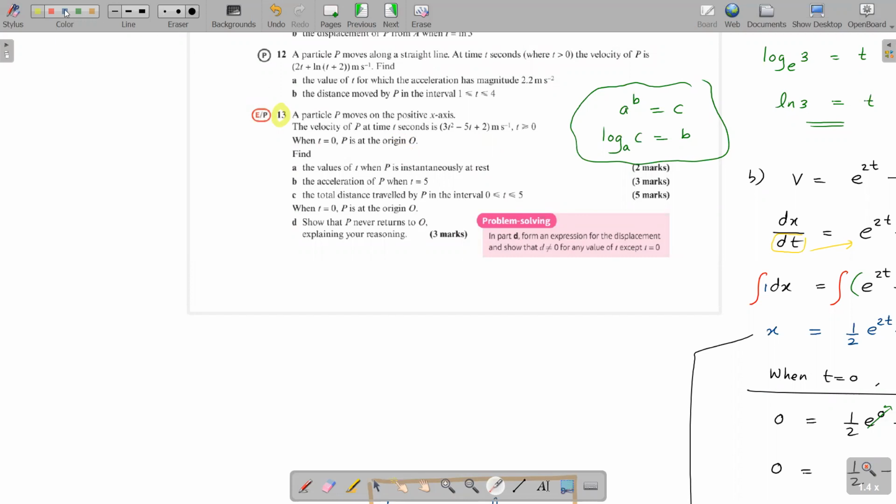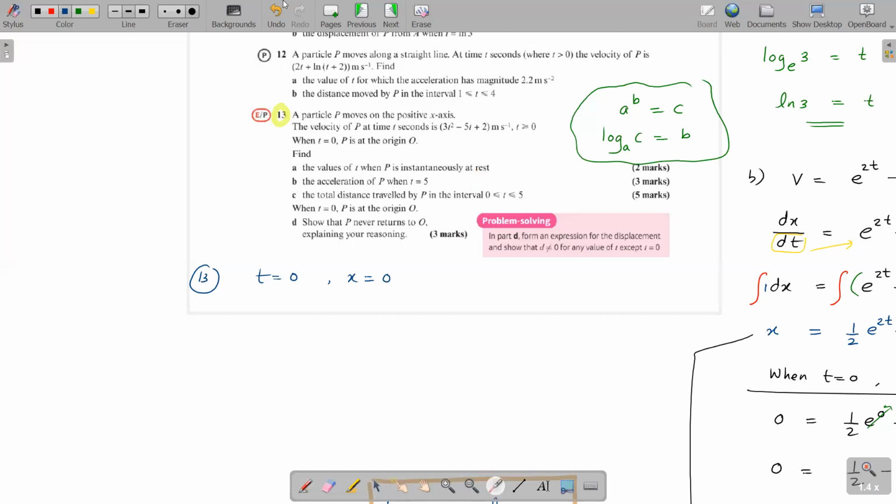Clearly, in the 13th question, they have said that at time 0 the particle is at the origin, which means x is 0. But have they told you that the velocity is 0? No, so we can't assume that. The velocity is given to you. They are asking to find the values of t when P is instantaneously at rest.